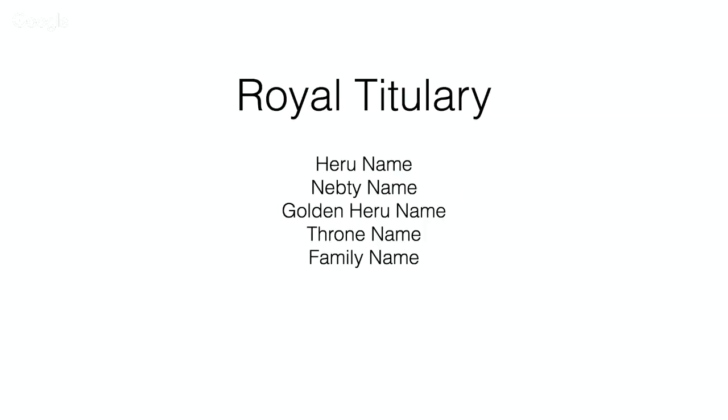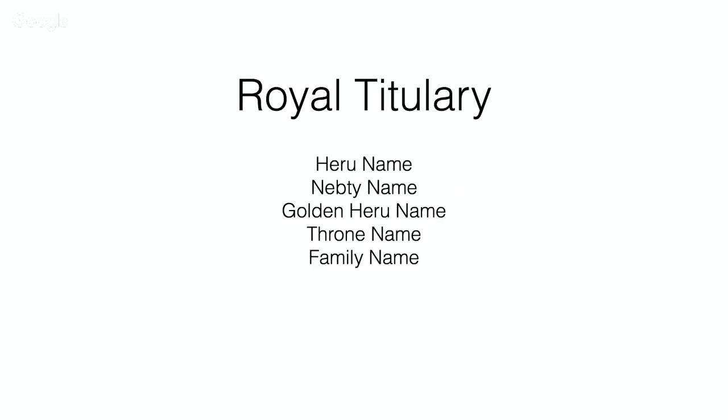Okay, so most people may be familiar with this, but the kings in ancient Kemet had five titularies. They had five royal titles. The first one and the oldest one is the Heru title or the Heru name. The next one is the Nebti name. The third would be the Golden Heru name. And then the fourth and fifth are probably the most popular names that people are familiar with.